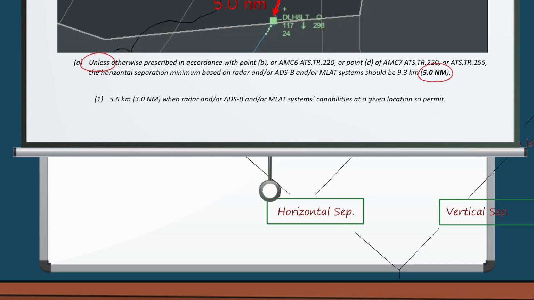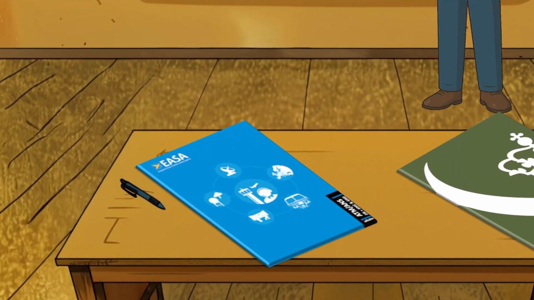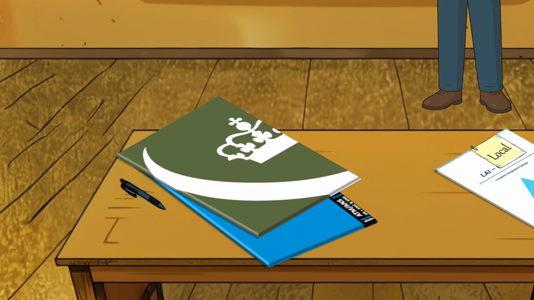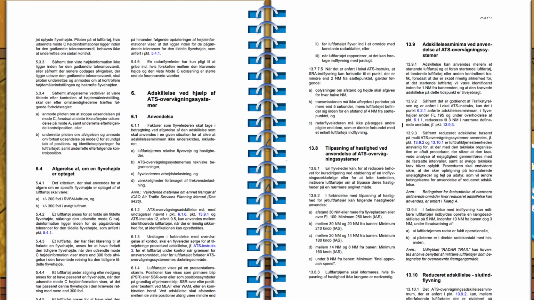5.6 kilometers or 3 nautical miles when radar and or ADSB or MLAT systems capabilities at a given location so permit. What does that even mean? That's a nice vague way and open to interpretation. So we go a step up in our documentation, from EASA to the National ATS Instruction 10, the ATS monitoring system, where it will be a bit of a documentation journey.